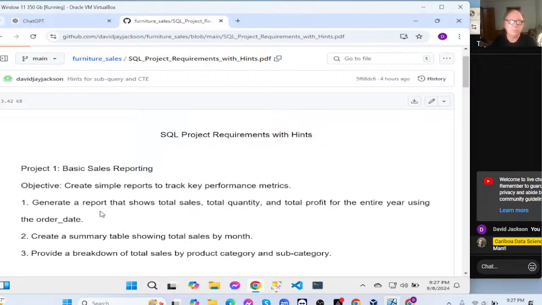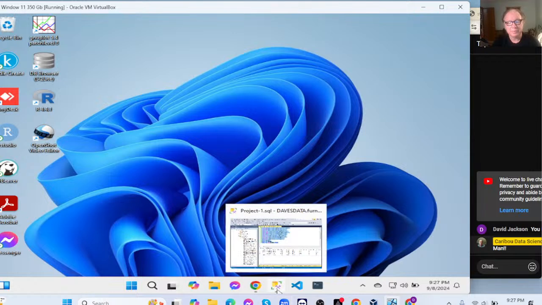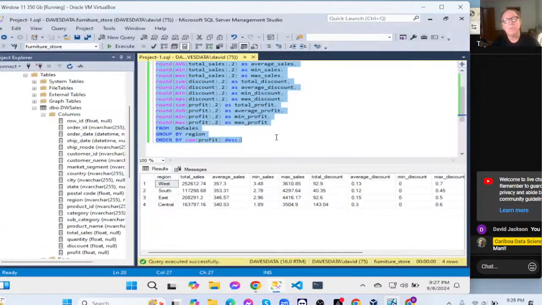Now let's get started on some of the projects here. First one, generate a report that shows total sales, total quantity, and total profits for the entire year using order date.